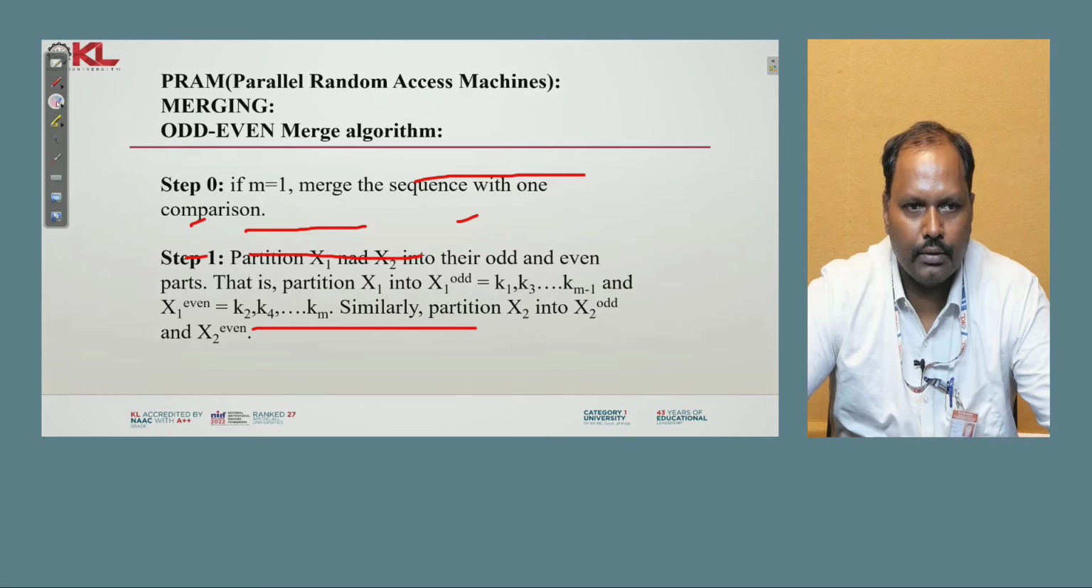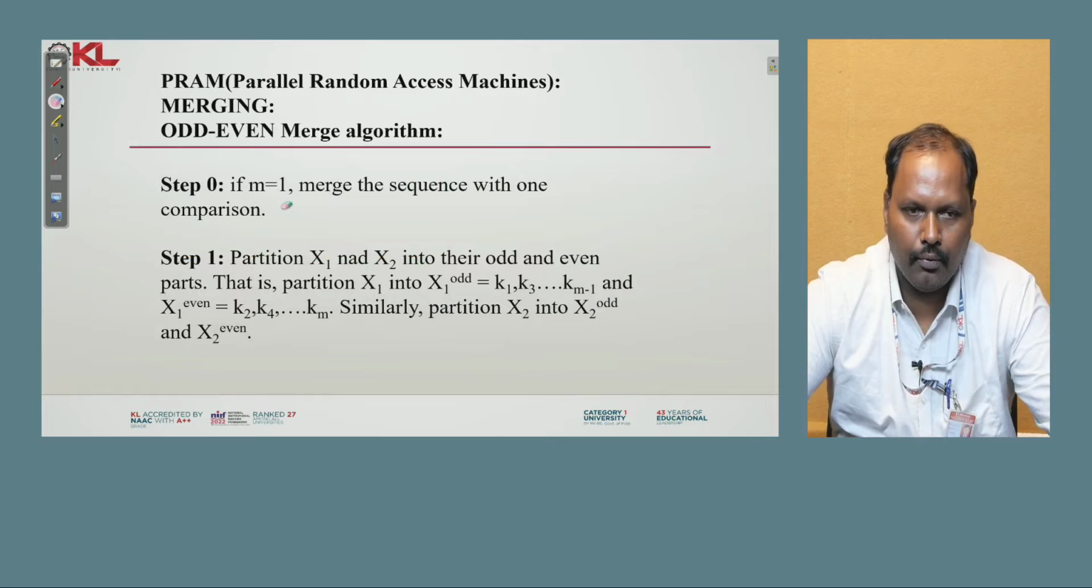So coming to this merging algorithm, the odd and even merge sort algorithm, step 0: initialization, m is equal to 1. Merge the sequences with one comparison. With the first comparison, we are able to go with the merge of the sequences.